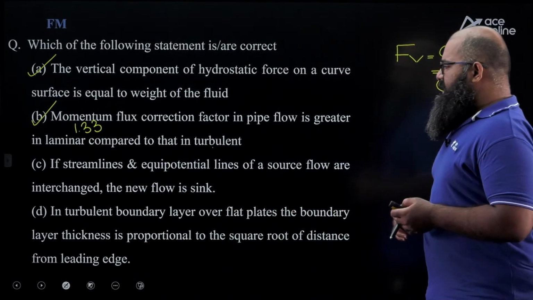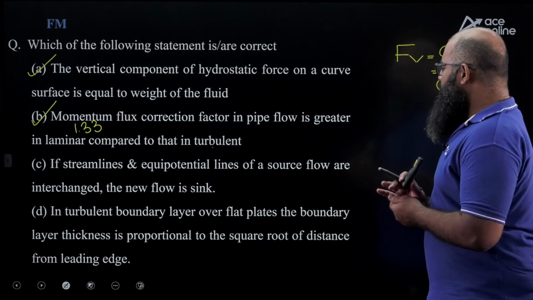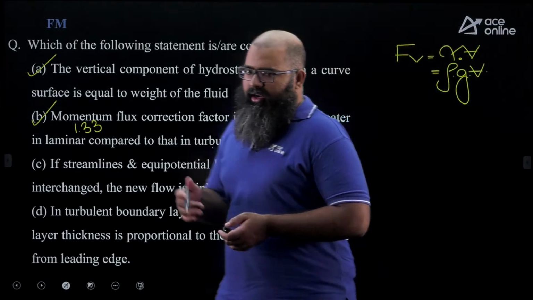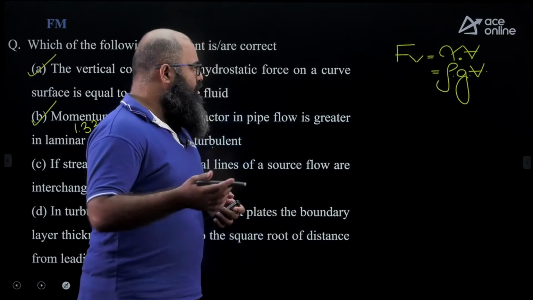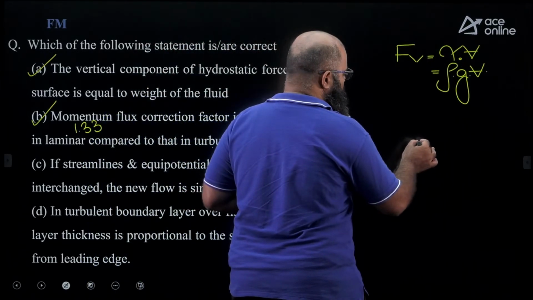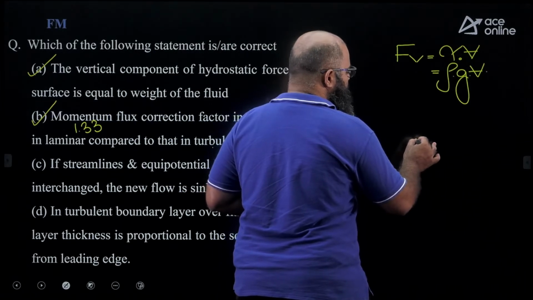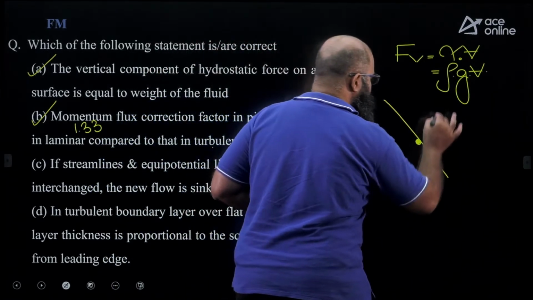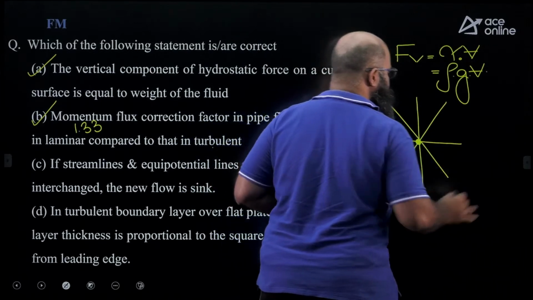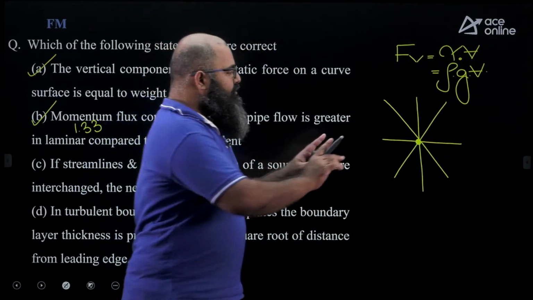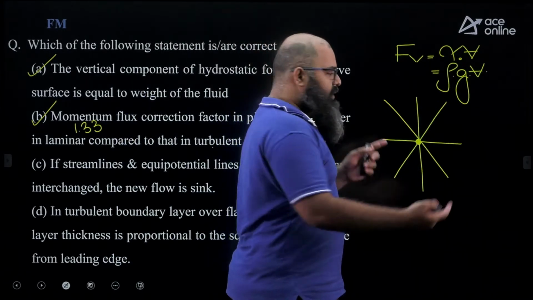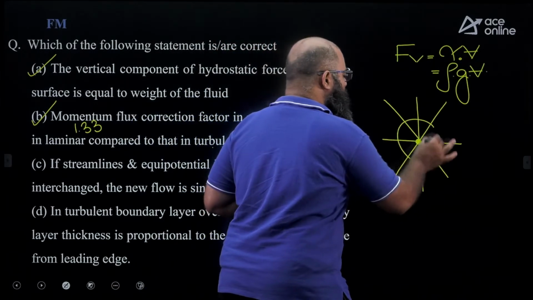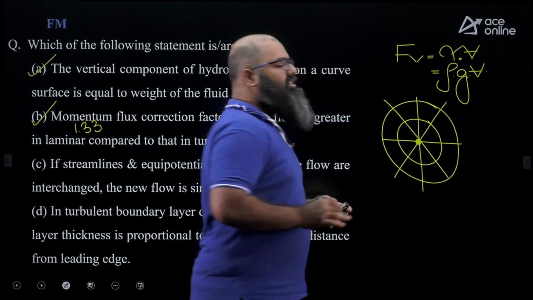Statement C over here is: if streamlines and equipotential lines of a source flow are interchanged, the new flow formed is a sink flow. Now source and sink belong to the concept of potential flows. Let us see what a source flow is. Let us say from a particular point you have a flow originating and moving out radially. In such a case, the streamlines are going to be radial in nature. These are the streamlines we are going to have. Now, if streamlines are going outward, this is called source flow. If streamlines are coming inward, it is called sink flow. And the equipotential lines, which are always orthogonal to streamlines, are concentric circles.